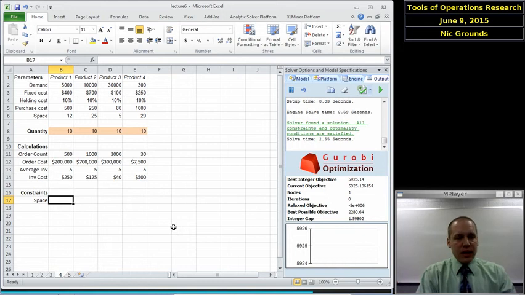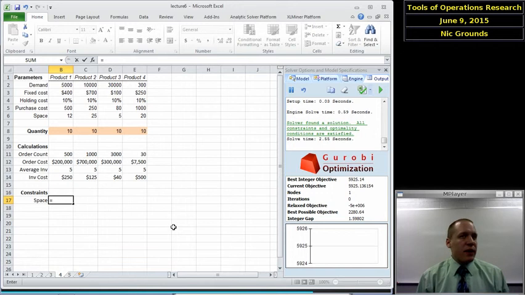Now, this is again where we're going to make a simplifying assumption. Generally speaking, the space required could be as much as the ordering quantity for every product multiplied by the space required per unit of the product. So if we ordered 10 product 1, each requiring 12 square inches, square feet, whatever that is, that'd be 120 we would need on that day.